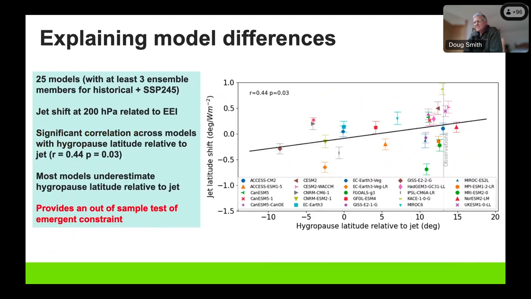Okay, next slide, please. So this shows the same emergent constraint idea based on the hygropause's latitude relative to the jet for each of these different model simulations now. So these are the historical simulations, and I've had to detrend the energy imbalance to get this relationship. But nevertheless, it does show a significant relationship between the jet latitude shift for a given energy imbalance relative to the hygropause's latitude relative to the jet. And since these are completely different simulations to the ones used in the historical natural forcing set, this provides an out of sample test of the emergent constraint. Next slide, please.